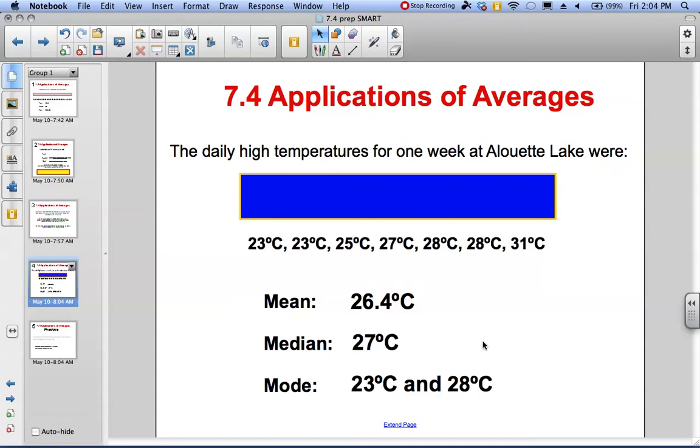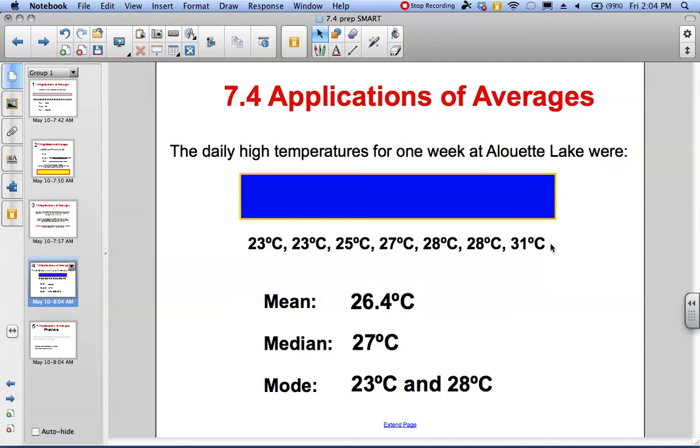So we need to look at which average best describes the temperature. Well, the mean best describes the temperature because there are no outliers, going from 23 up to 31. And if you'll notice, it jumps from 23 to 25 to 27 to 28 to 31. I wouldn't consider any of those to be outliers, so I would say the mean best shows the high temperature.